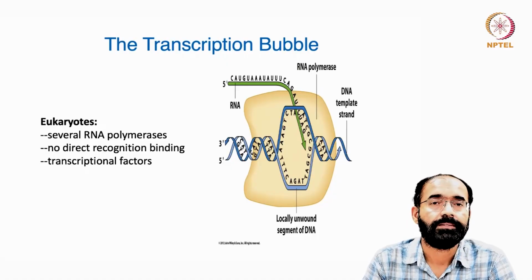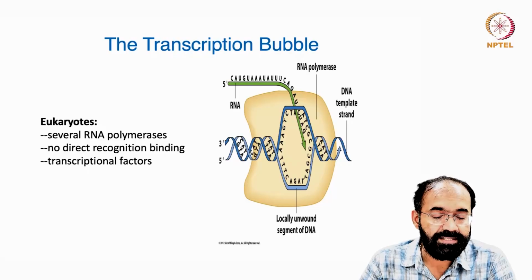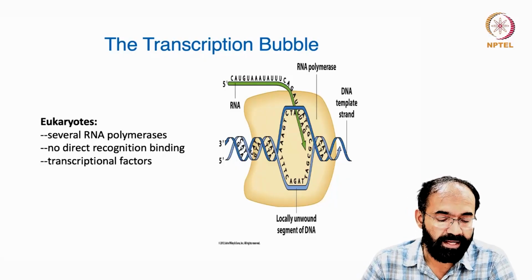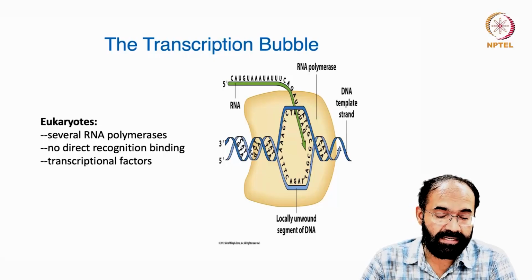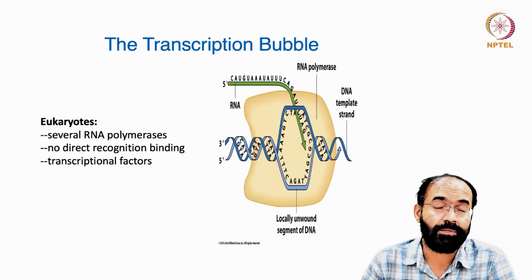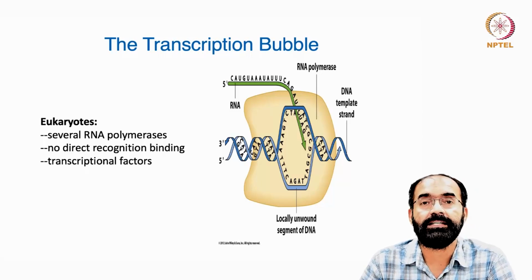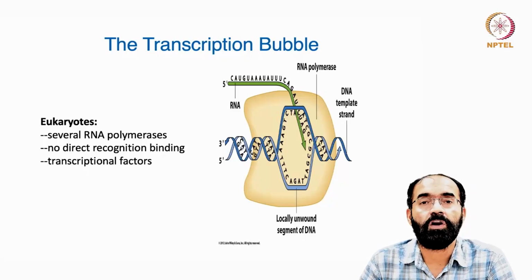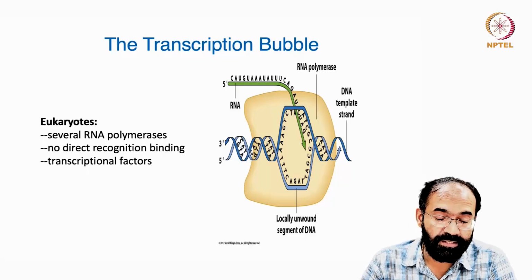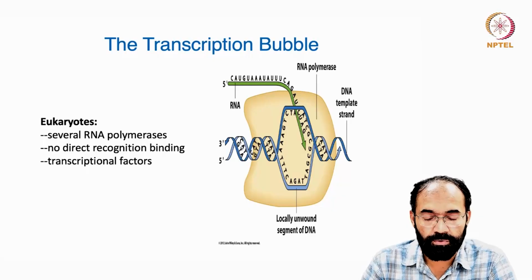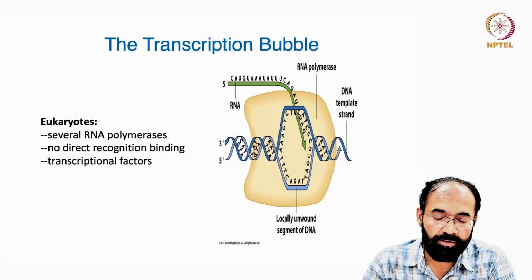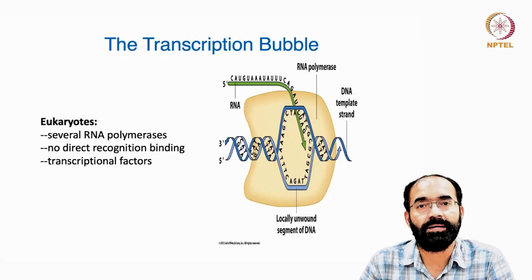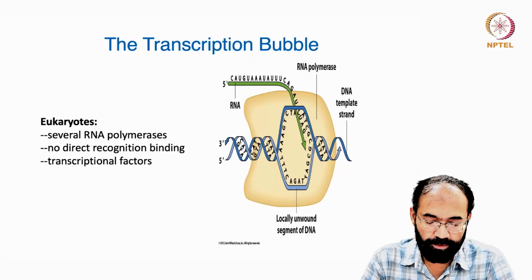And in eukaryotes, the process is the same, except that several RNA polymerases are there. RNA polymerase is a complex of multiple proteins, and there is no direct recognition onto which binding takes place, because it is a collective effort. Also several transcription factors are there. We can call them general transcription factors or specific transcription factors. Both come into action for eukaryotic transcription, but the transcription bubble remains the same, while the number of proteins that participate is more than that of prokaryotes.